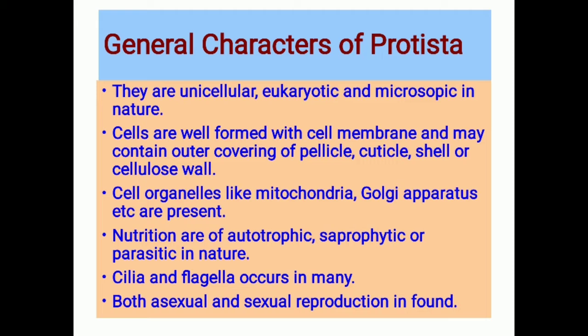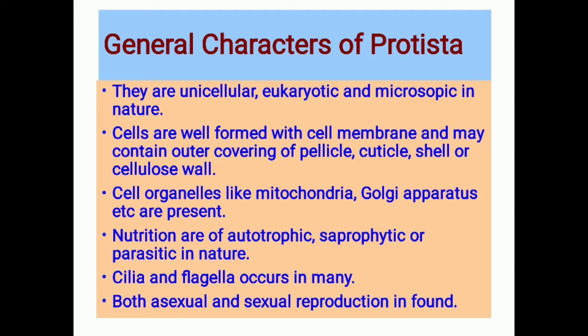They are unicellular, eukaryotic, and microscopic in nature. So this is the first characteristic, that all the members of the Kingdom Protista will be unicellular in their body structure. Eukaryotic, that means they have a true membrane-bound nucleus in their cell structure, and they are mostly microscopic in nature. That means we cannot see them with our naked eye.